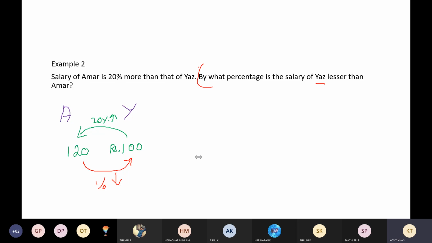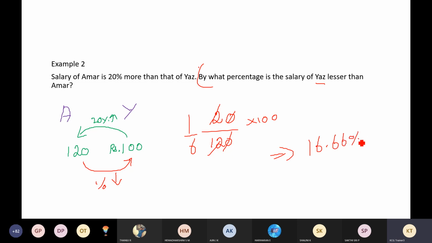Very good. Superb, Harivardhini. Correct. So guys, listen here. What is the percentage decrease? 20 is the change, divided by initial value 120, into 100. So 1 by 6. What is 1 by 6, guys? It corresponds to 16.66%. Are you guys clear with this question? Please tell me if you are clear with this one.